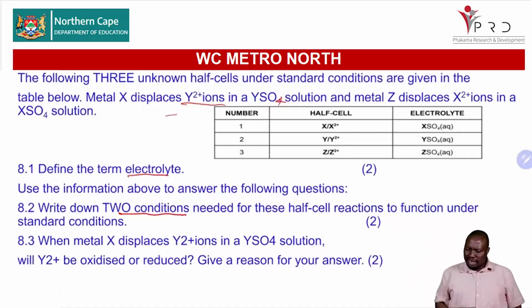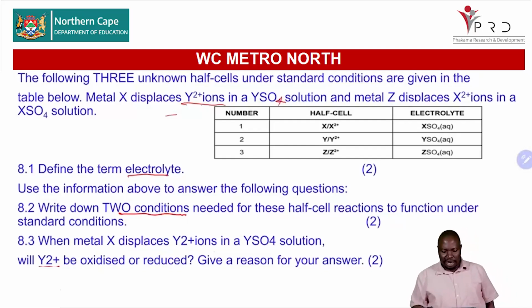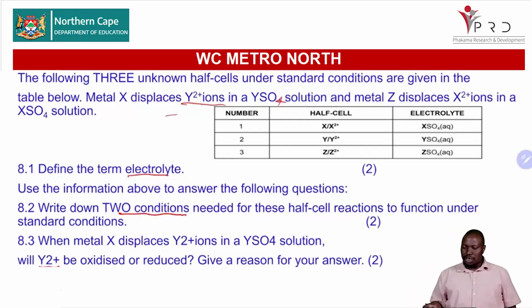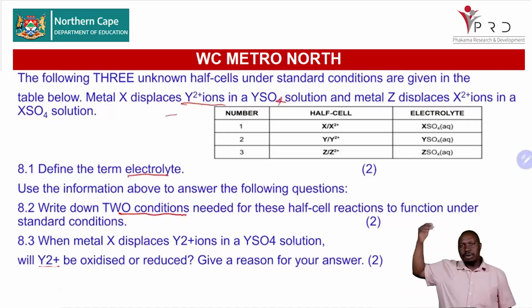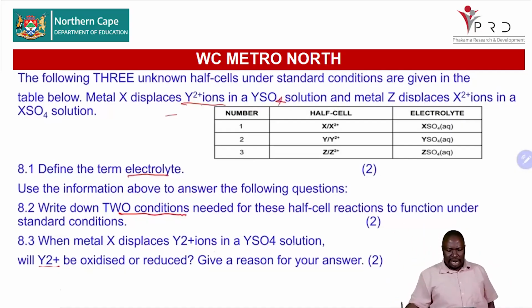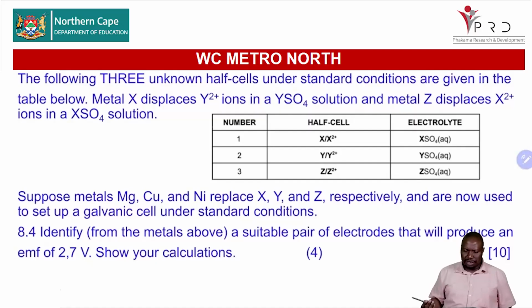Now, when metal X displaces Y2+ in YSO4 solution, will Y2+ be oxidized or reduced? You can see Y2+ already is oxidized. So what can happen is that it must be reduced, because it was oxidized already. It had the oxidation number of Y2+, and then what can happen to it is reduction.